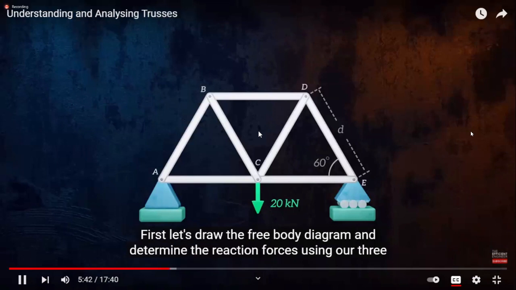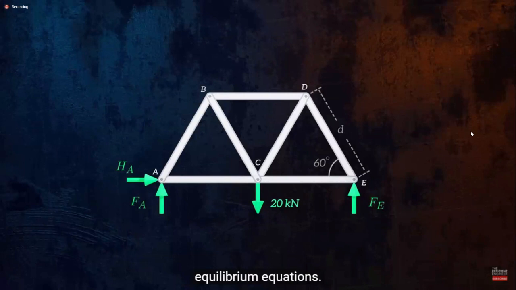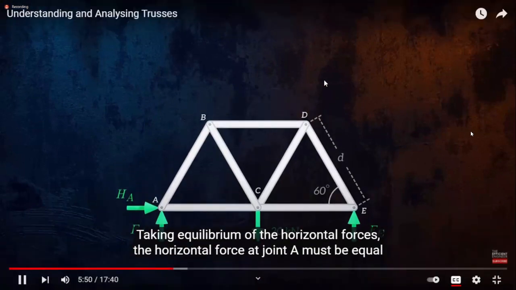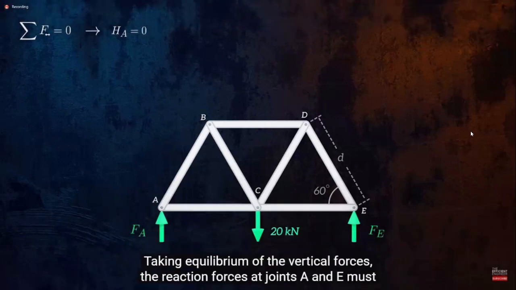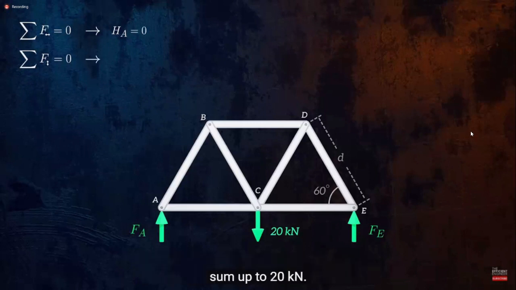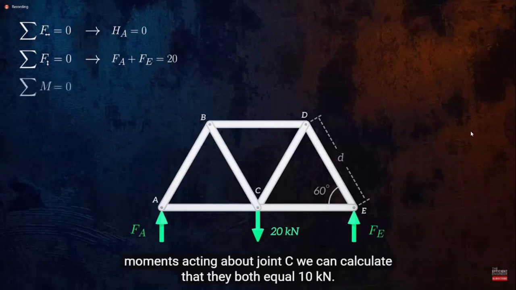First, let's draw the free body diagram and determine the reaction forces using our three equilibrium equations. Taking equilibrium of the horizontal forces, the horizontal force at joint A must be equal to 0, because it is the only force in the horizontal direction. Taking equilibrium of the vertical forces, the reaction forces at joints A and E must sum up to 20 kilonewtons. Both joints are located at the same distance from joint C, so taking equilibrium of the moments acting about joint C, we can calculate that they both equal 10 kilonewtons.